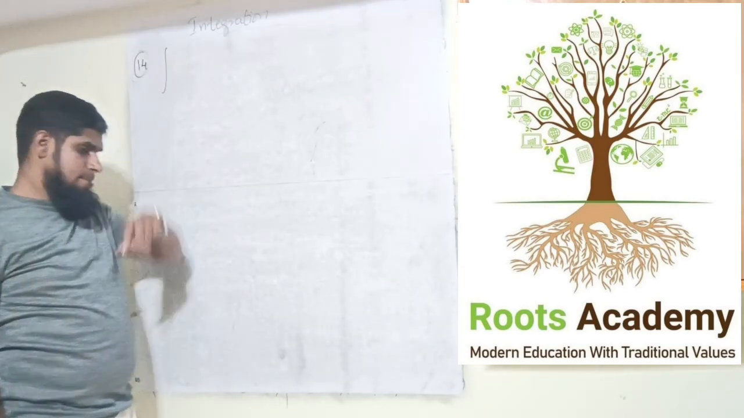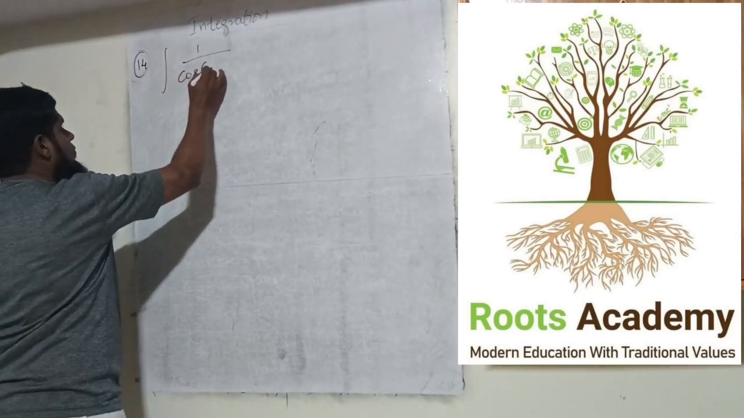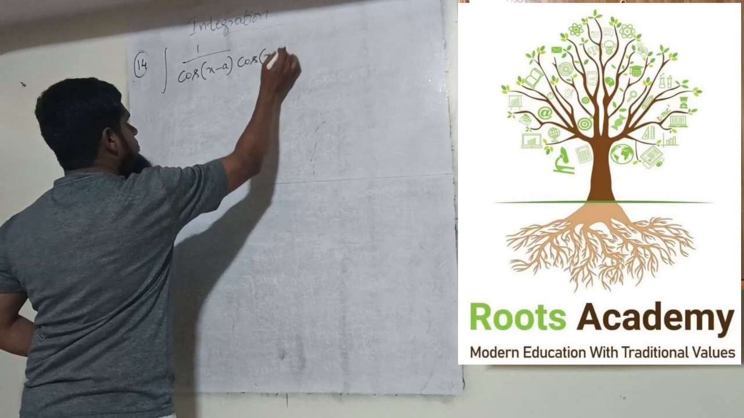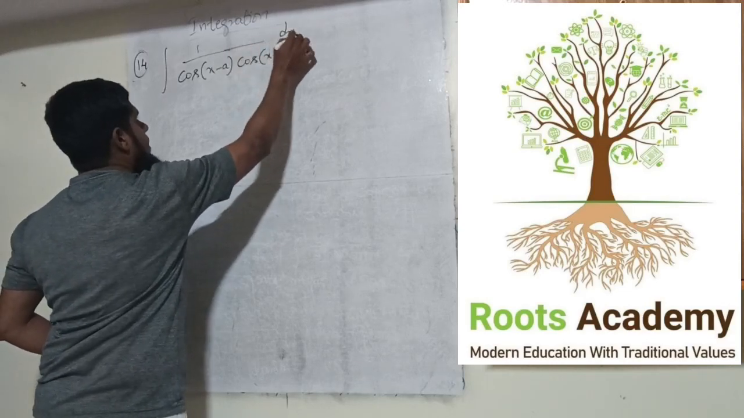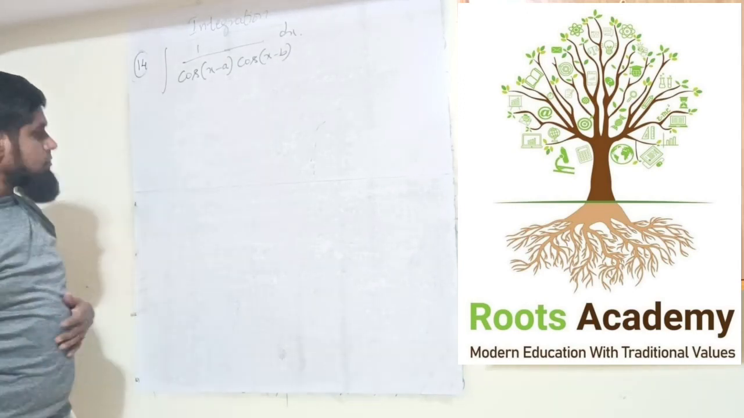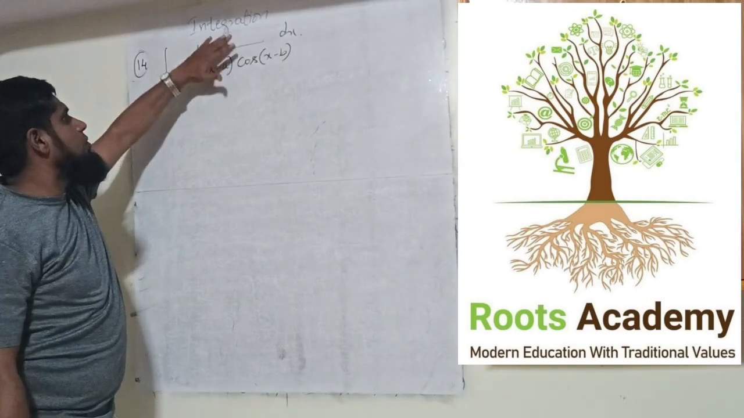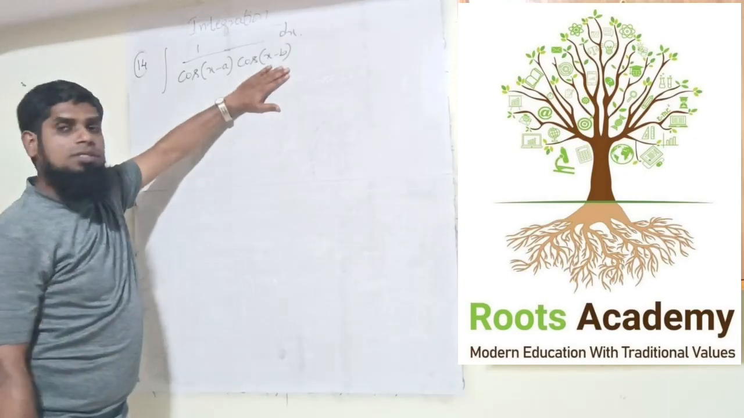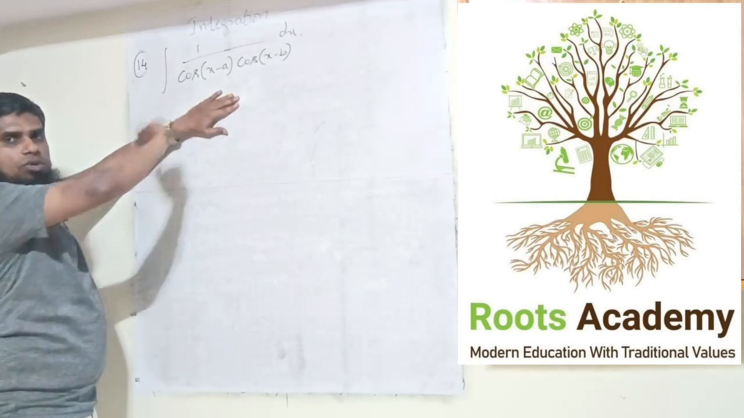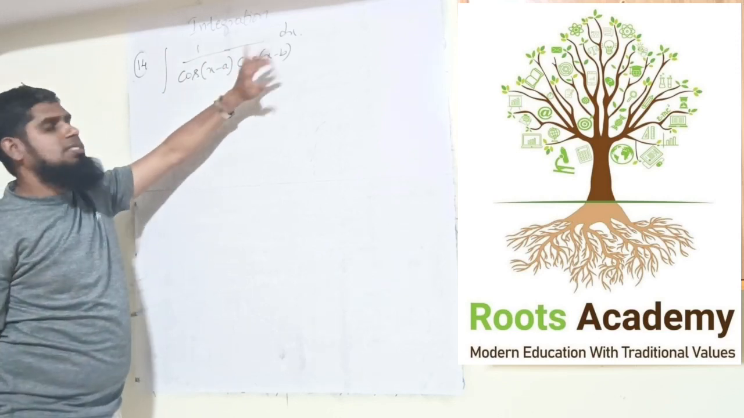Find the integral of 1 divided by cos of x minus a into cos of x minus b dx. So this is a very standard problem. Here our intention is to make the numerator also similar to these angles. Whatever the angles are given in our denominator with a trigonometric function cos, let us try to get the numerator also similar to this, but the angles must be the same.